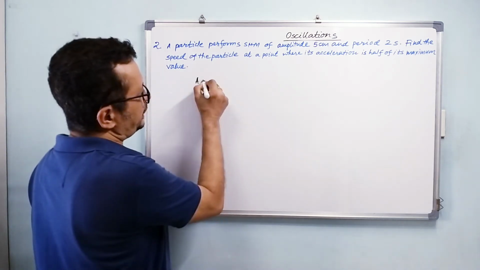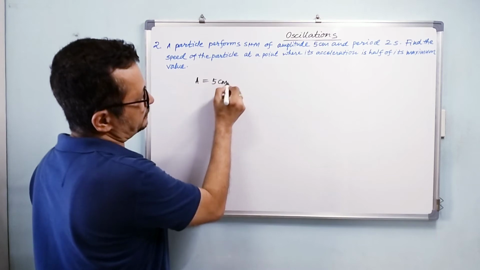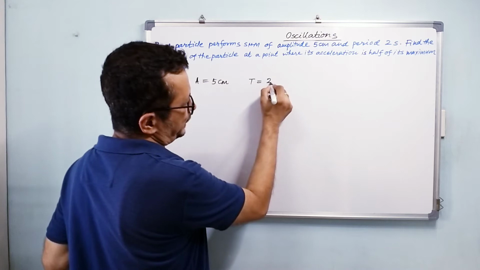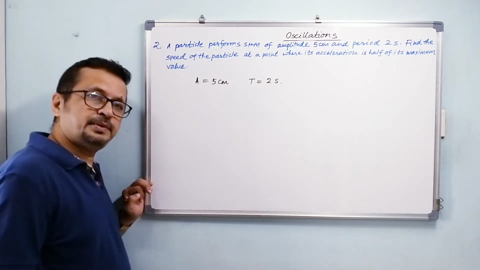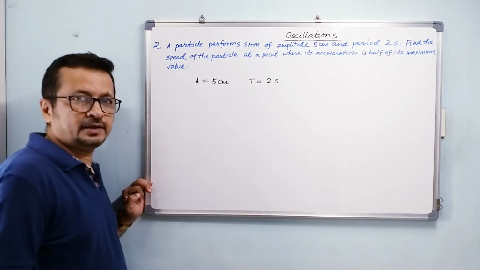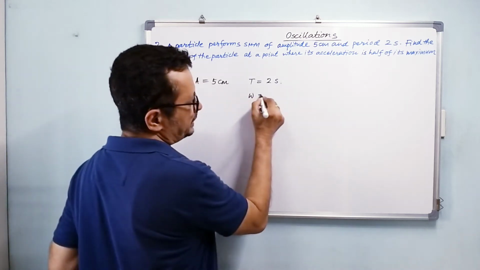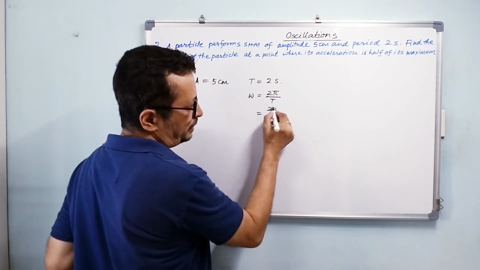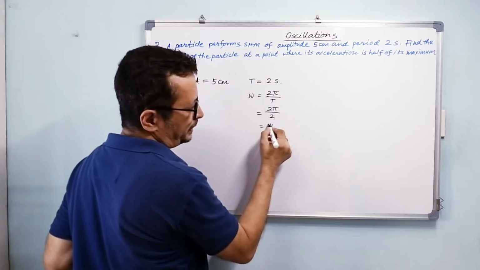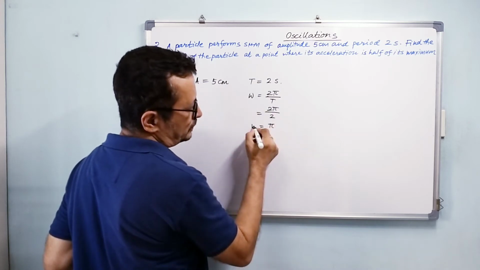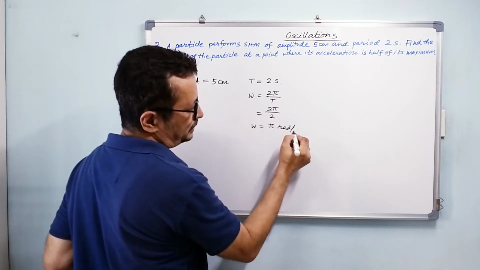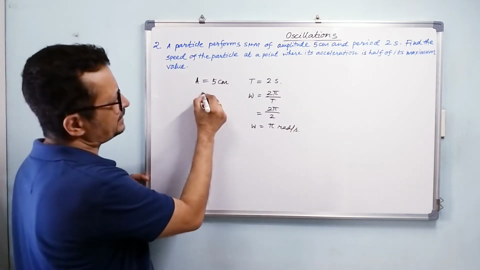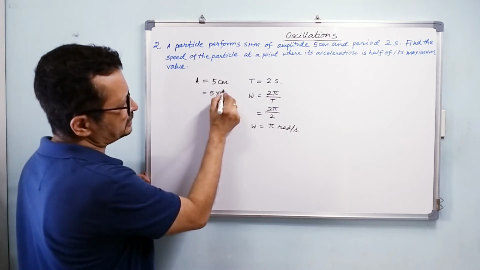My amplitude A is 5 centimeter and the period T is equal to 2 seconds. So from the period I can find omega, the angular frequency. My omega is 2 pi upon T, which is 2 pi upon 2, equal to pi radian per second. Amplitude is 5 centimeter, let us convert that into 5 into 10 raised to minus 2 meter.